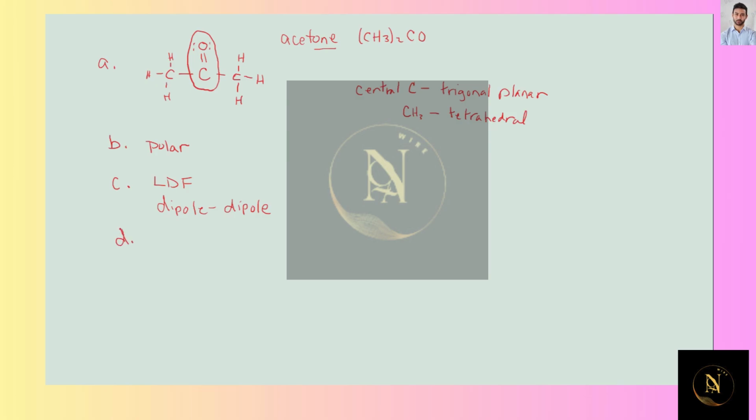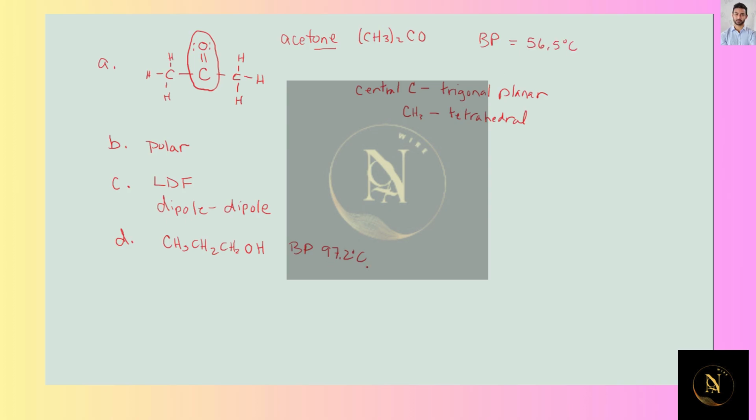Finally, part D says that 1-propanol, so the formula for 1-propanol is CH3CH2CH2OH, has a molecular weight similar to acetone. However, the 1-propanol's boiling point is at 97.2 degrees Celsius, where acetone's boiling point, I'm going to put that up here, is at 56.5 degrees Celsius.